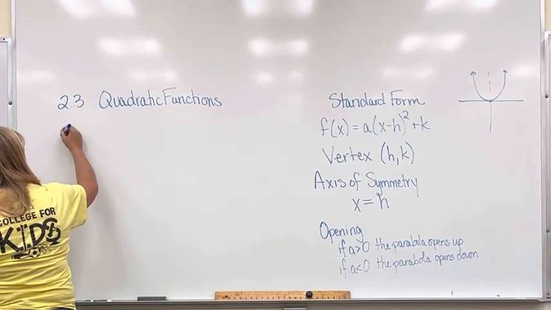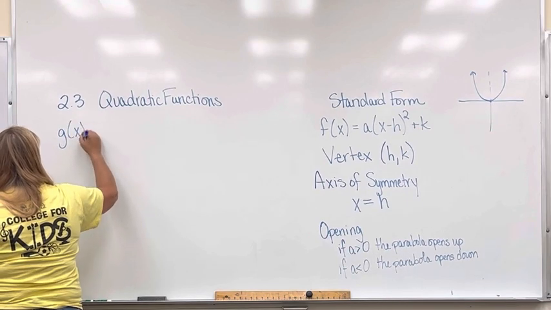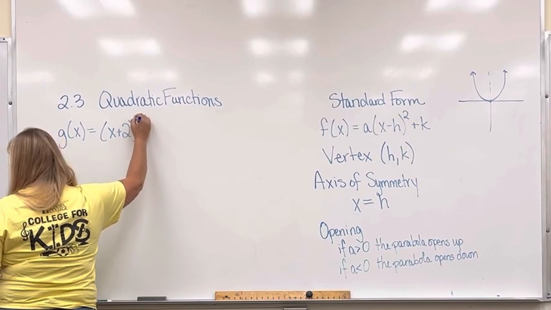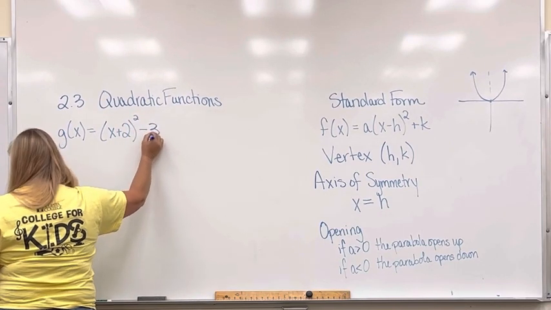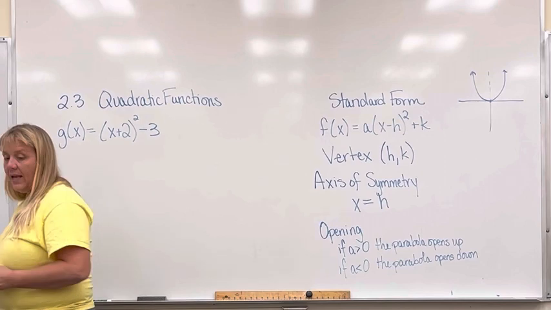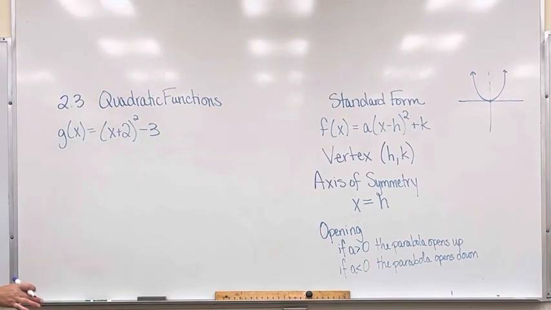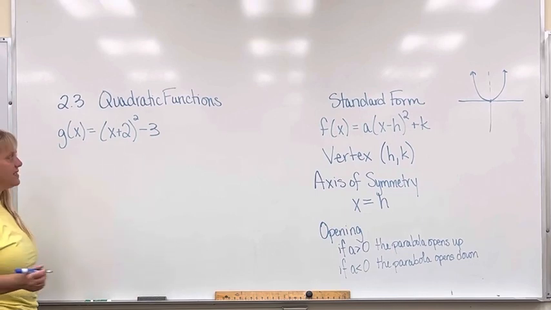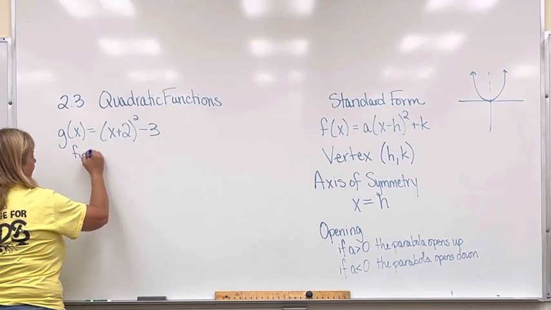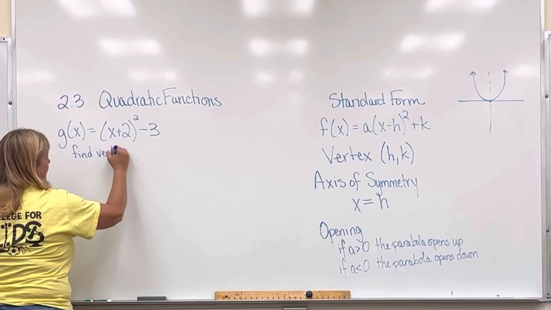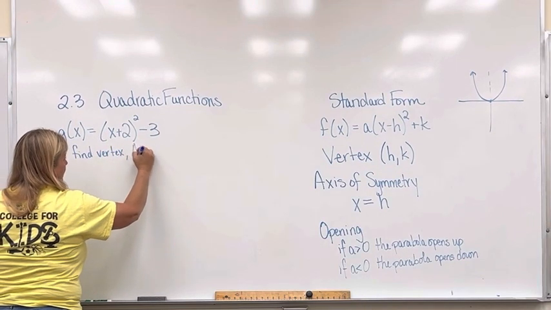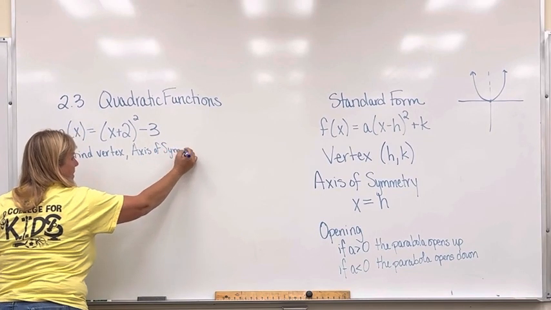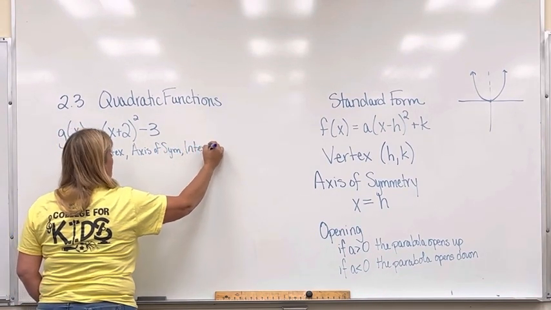So here they give us g of x is equal to (x plus 2) squared minus 3. And it's going to say something like graph this by finding intercepts, vertex, axis of symmetry. So it's going to say find vertex, axis of symmetry, intercepts, and opening.